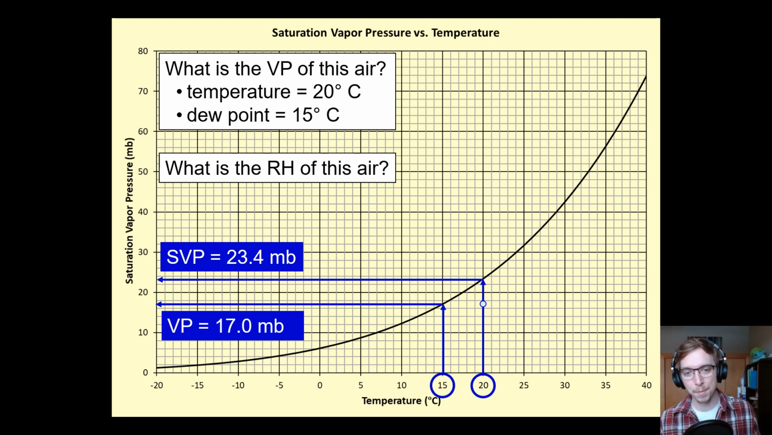If you divide 17 by 23.4, multiply it by 100, that gives you about 72.6%. So that's our relative humidity of this parcel of air. So again, if you know one from temperature and one from dew point, you know the saturation vapor pressure or the vapor pressure, you can find what that relative humidity is going to be. And that's how it's figured out whenever you see it expressed in your weather readouts, for example.